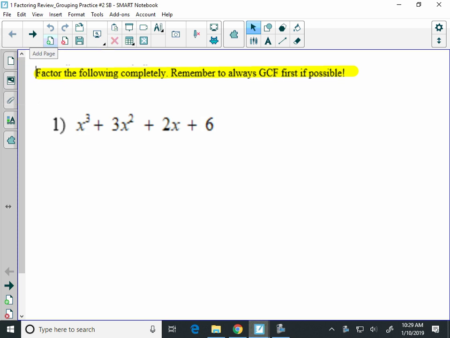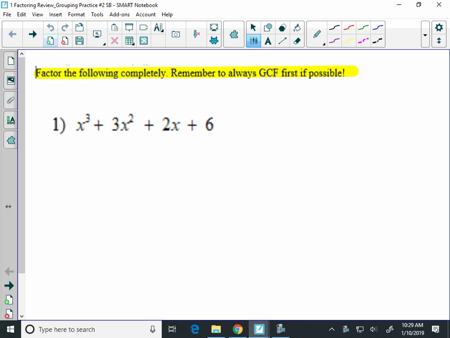All right, this is the video for the second grouping practice for our class. So we have here four terms. We need to look for a GCF, and I look for a number first. 1, 3, 2, 6, doesn't look like there's a GCF. So we can go ahead and start with grouping.